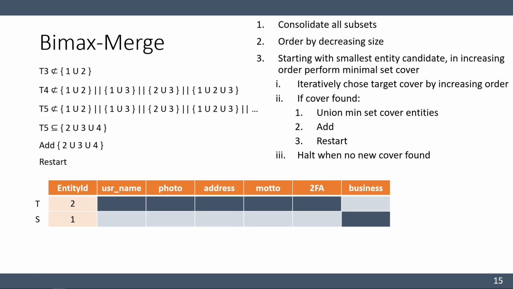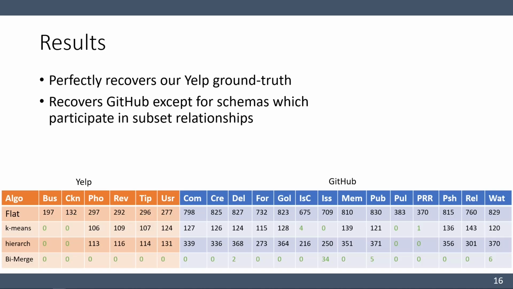The remaining schema sets then become our entity candidates, and this process is applied separately and recursively to embedded arrays of objects. We find BIMAX merge perfectly recovers our Yelp ground truth schemas from our synthetically merged Yelp dataset, as well as recovering the 10 unique GitHub schemas which do not participate in a complete subset relationship with another schema.